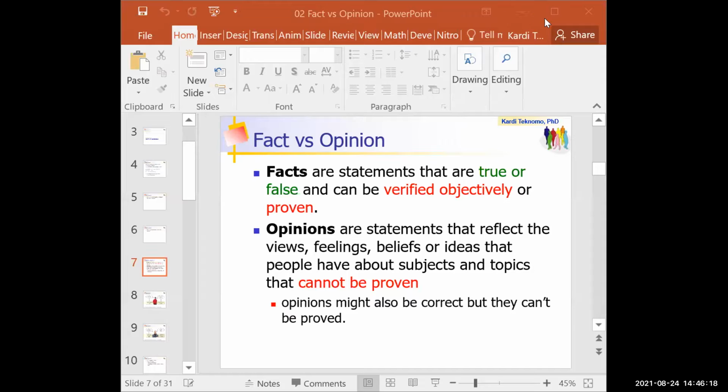Okay, so the question is how? That is what we will learn today, actually. We will learn about how to distinguish fact from opinion. So here it is. Can you see my slide or not? I hope so. Yeah, I can see. Okay.